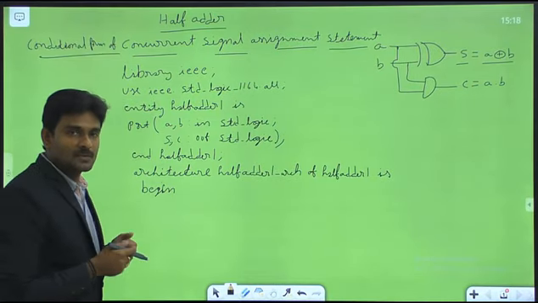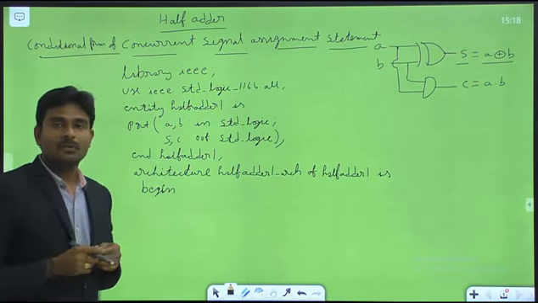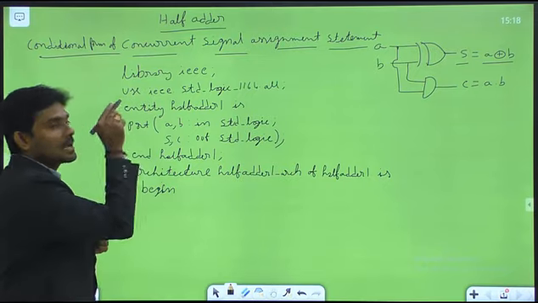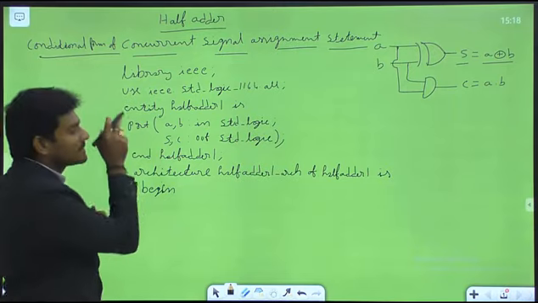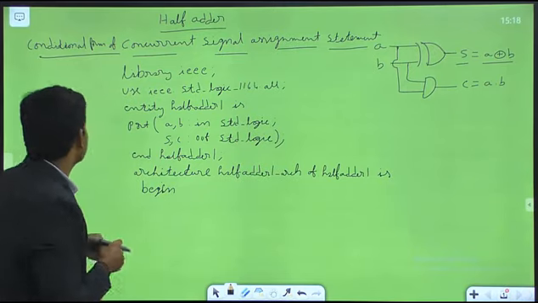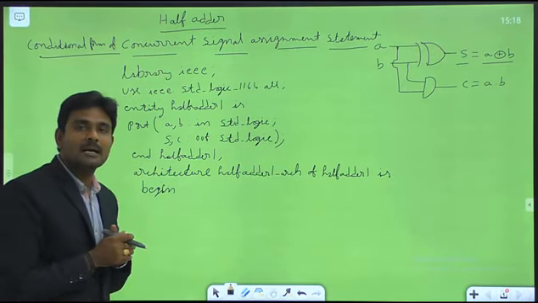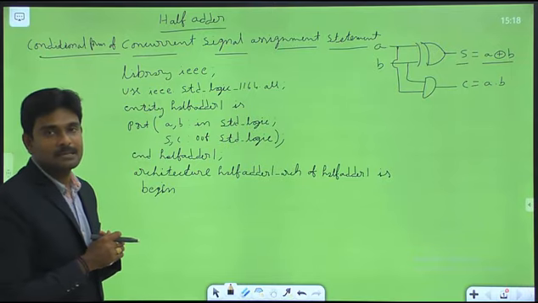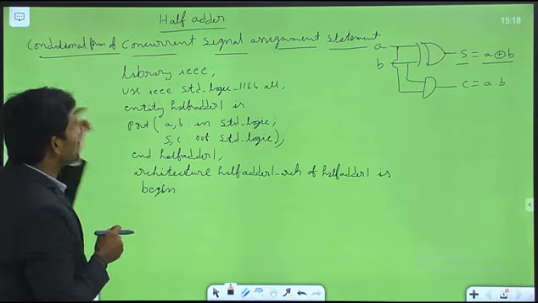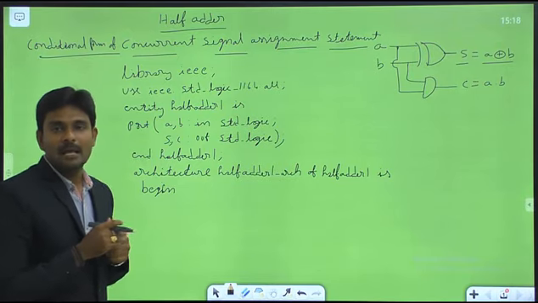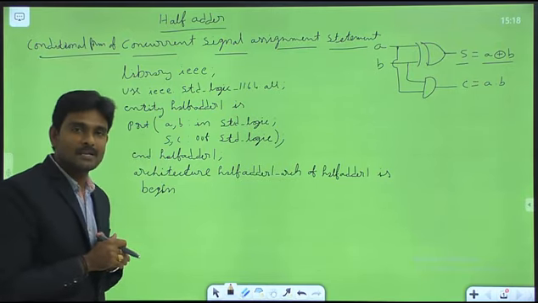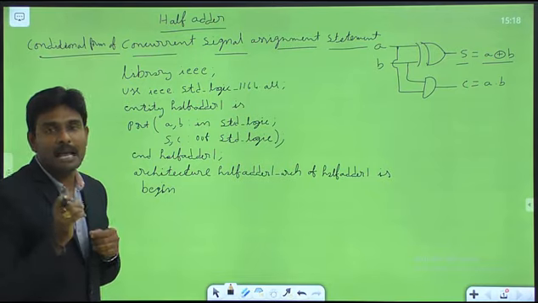Next, our intention is to write the data flow description style for the half adder, using the second type of concurrent statement, which is the conditional form of the concurrent signal assignment statement. Using this we are supposed to write. So what is the syntax for that? Signal name less than or equals to expression when Boolean expression else.